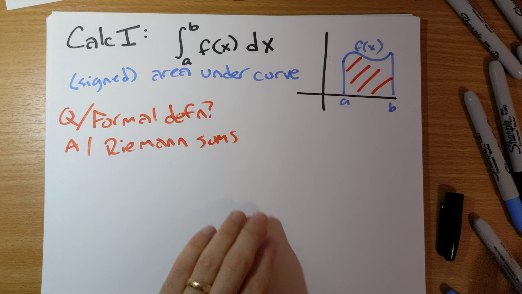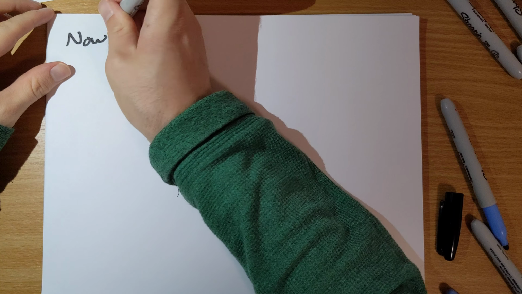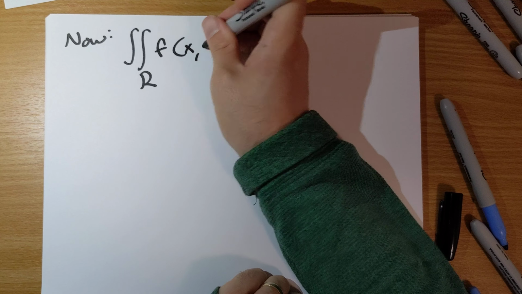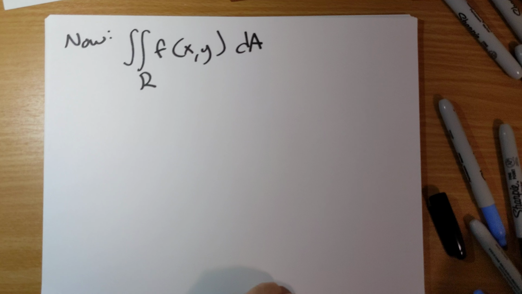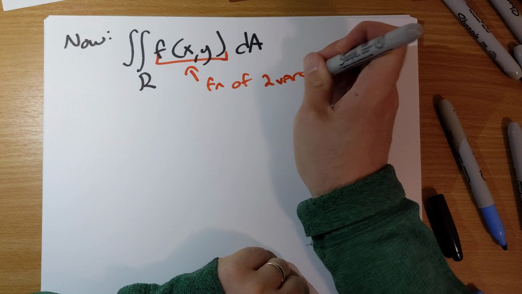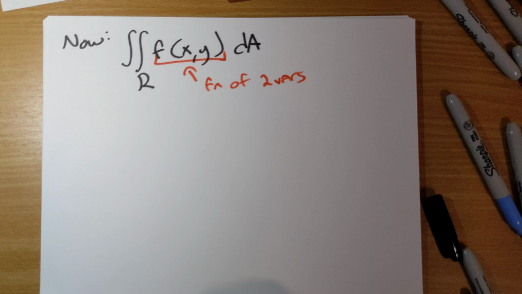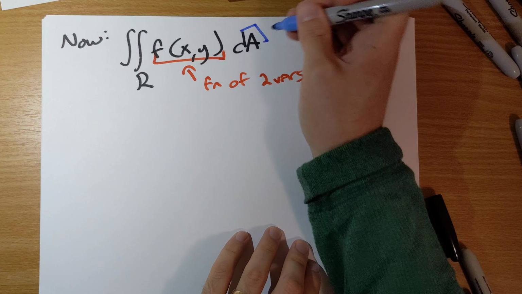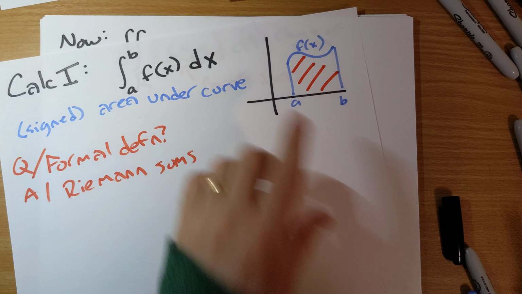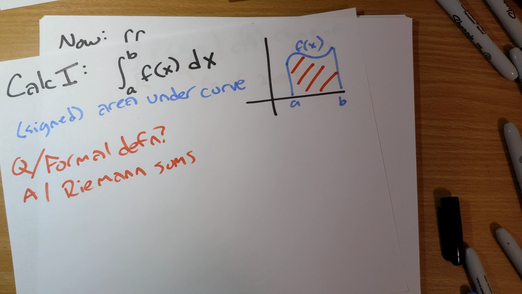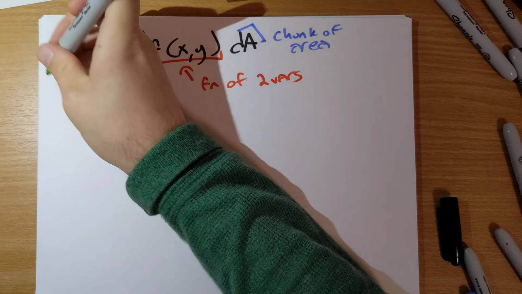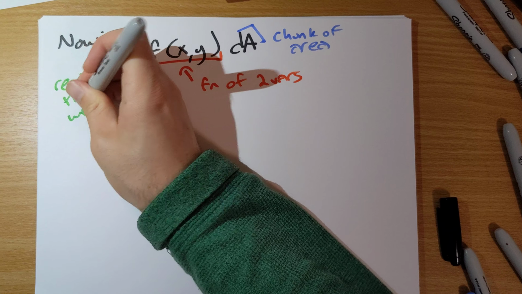So now what we're going to do is have double integrals over some region R of some function f of x, y, dA. So what's going on here? f of x, y is a function of 2 variables. When we see this little dA, this means a little chunk of area. Just like dx meant an infinitesimally small chunk of length, this dA, the differential, is a little chunk of area. And then this R right here is the region that we're integrating over.